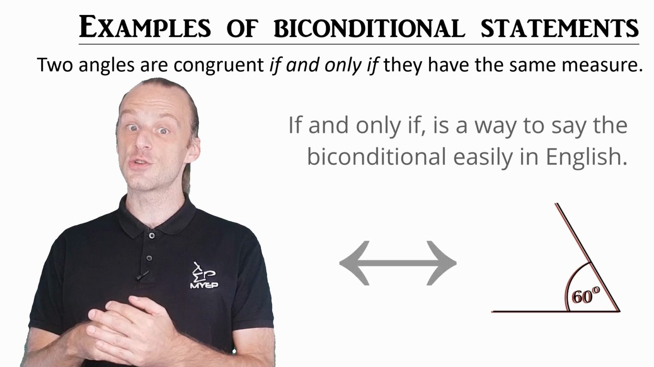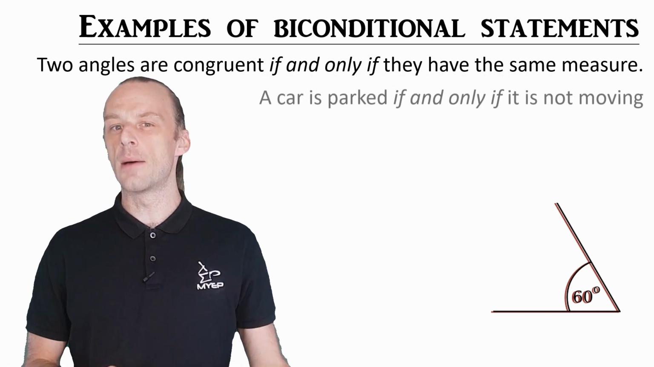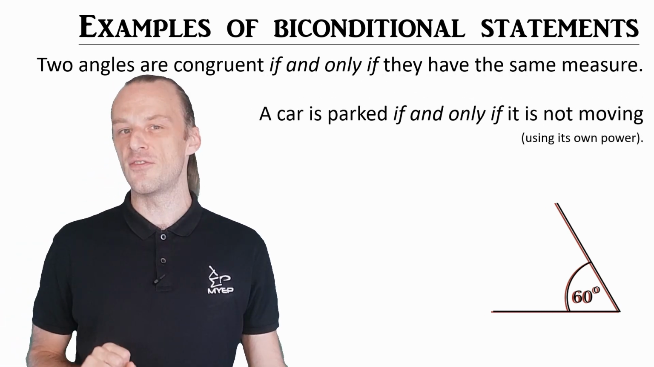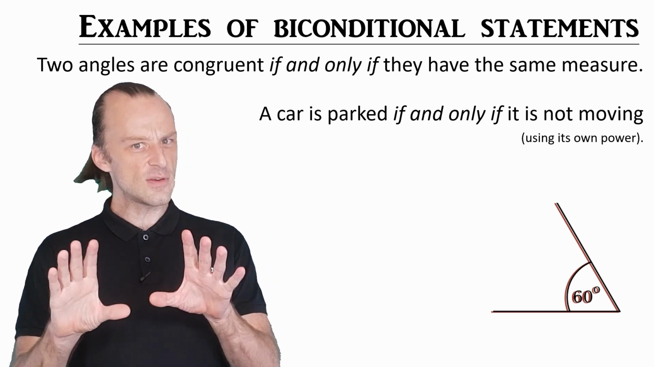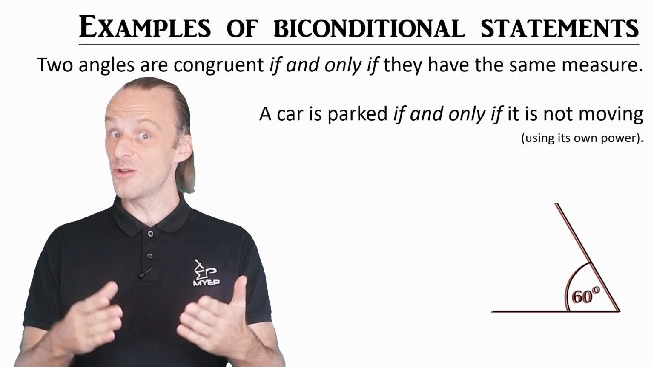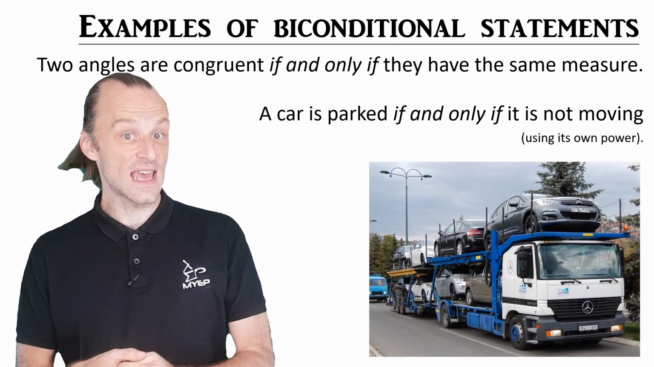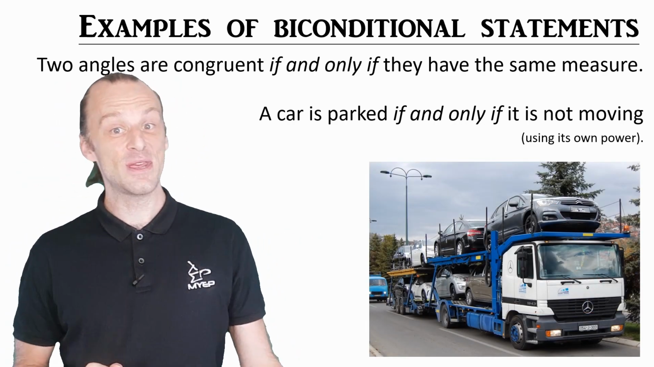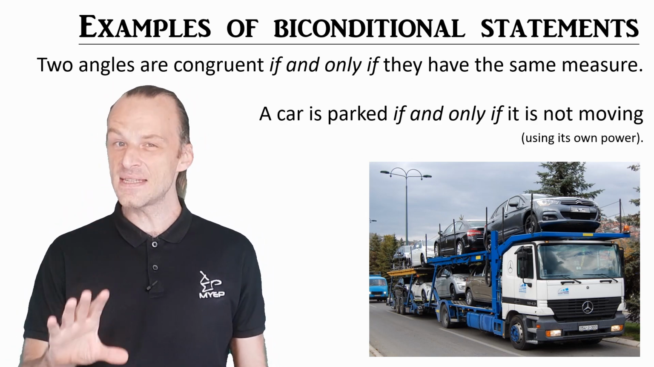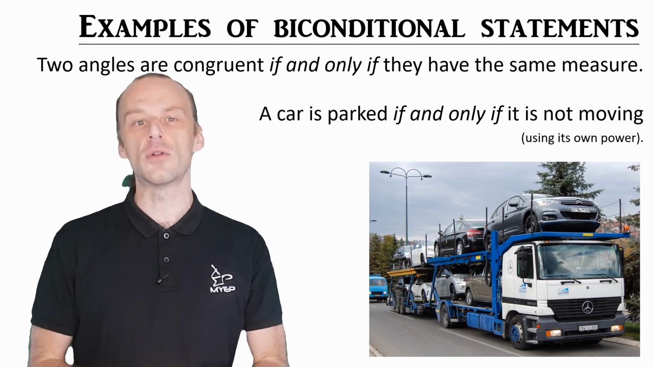Another example might be to say that a car is parked if and only if it's not moving. But we have to be careful here and add "using its own power," because sometimes parked cars can move around, like in this picture. Again, we can see that these relationships can get messy if we are not very careful with our language.